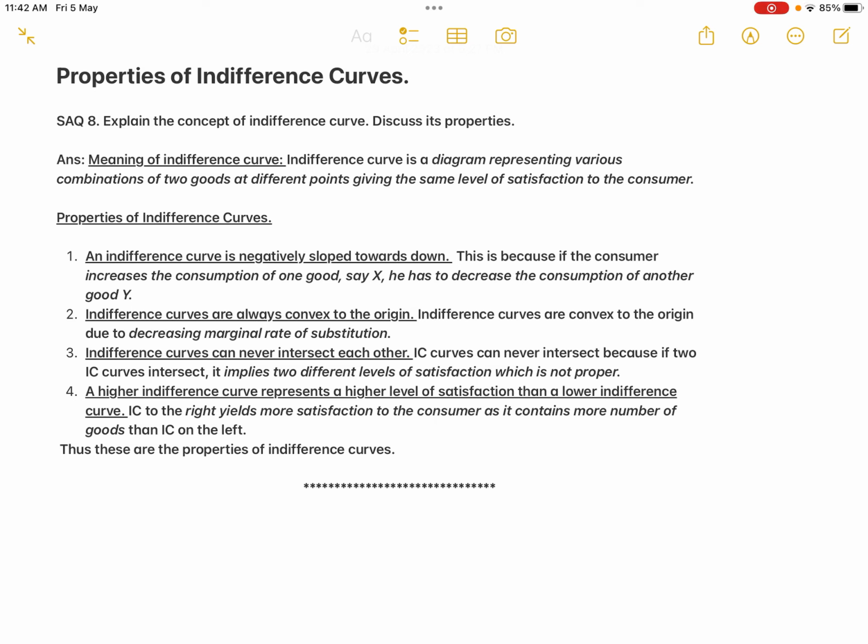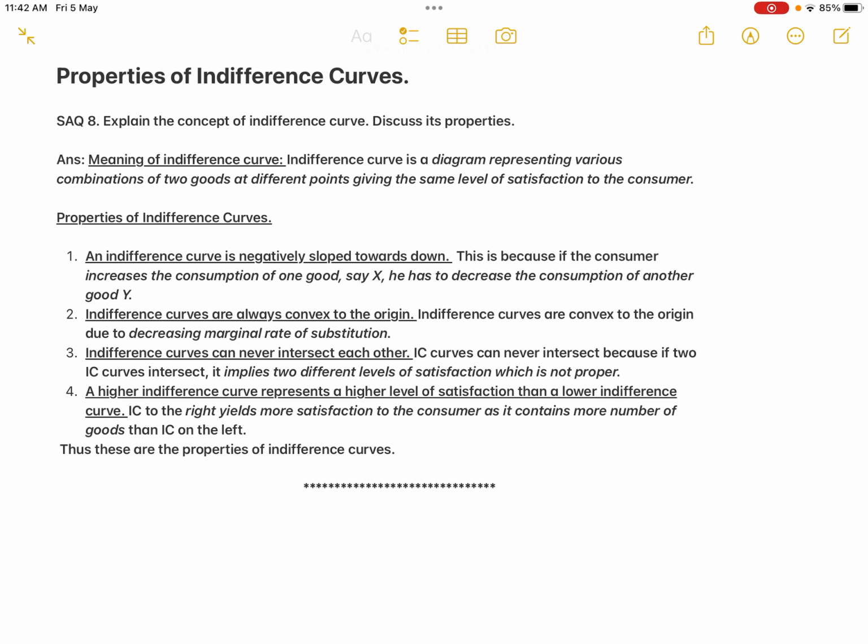In this class, we will check out the next 5 marks question from Unit 2, Properties of Indifference Curves. In the previous class, I explained to you about the indifference curve and its assumptions, isn't it? Now the next one is the properties of indifference curve. So SAQ 8, explain the concept of indifference curve and discuss its properties.